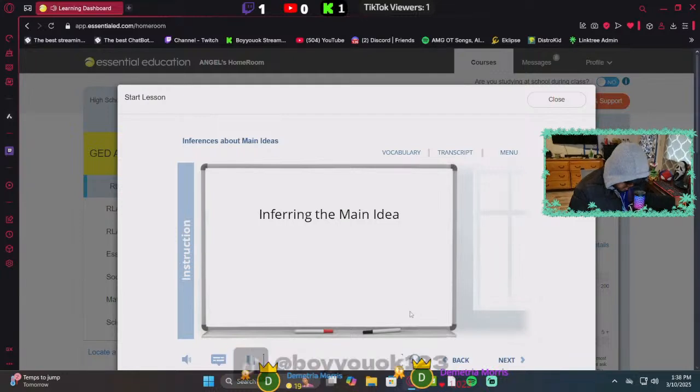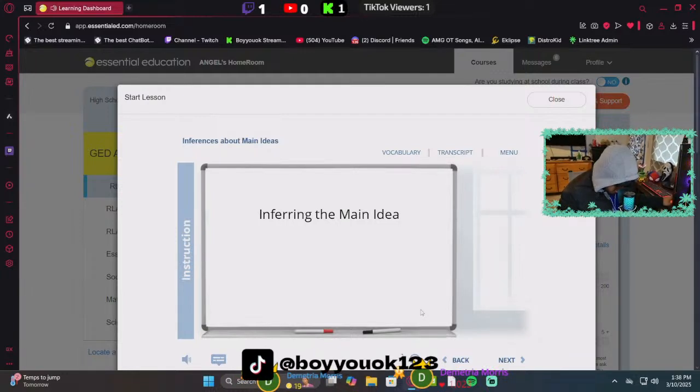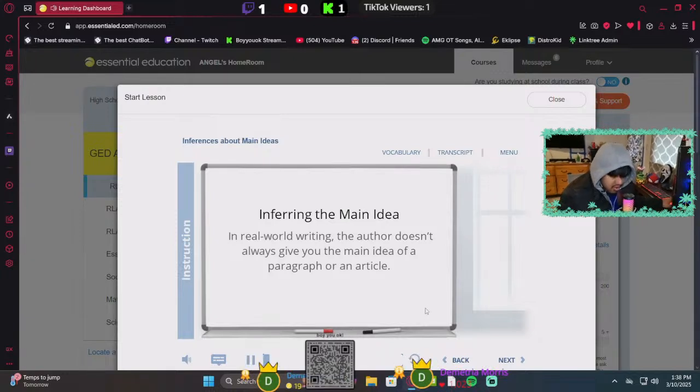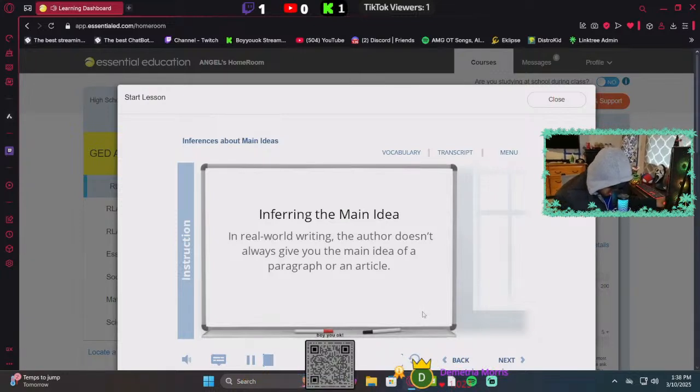Let's talk about articles like Dwayne's, where you need to infer the main idea. In real-world writing, the author doesn't always give you the main idea of a paragraph or an article. So here's how to find it.